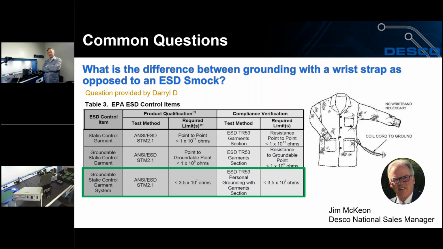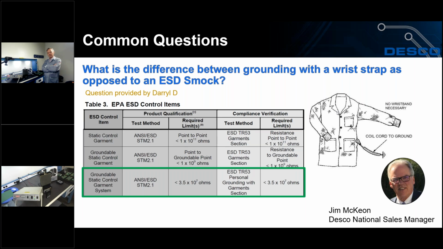If you're using your smock as part of the grounding system, which a few weeks ago we talked about smocks, and we talked about a groundable static control system, the resistance of the smock connection to the wrist, the connection from the band, the knit cuff to the snap on the smock where the cord is connected to, and the person also has to be less than 3.5 times 10 to the 7th. So the difference in required results is no different.